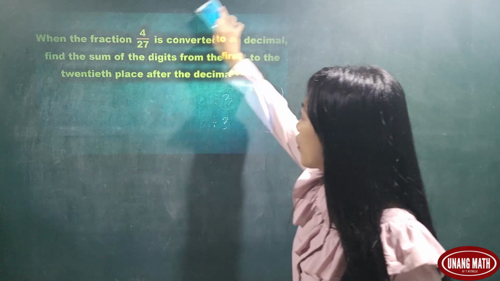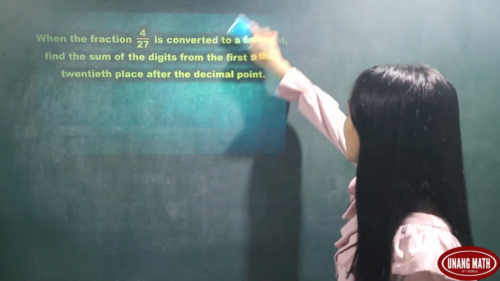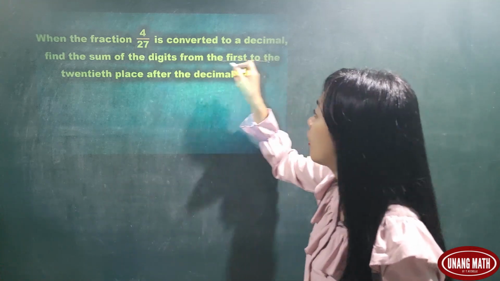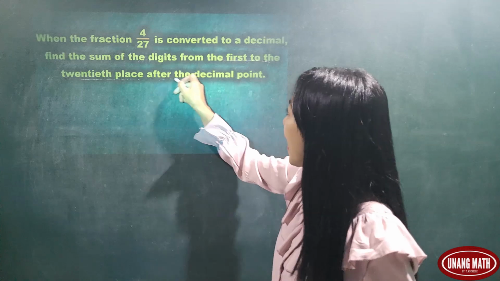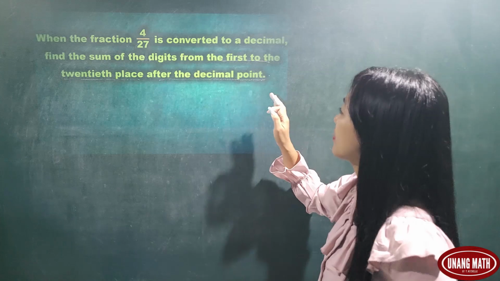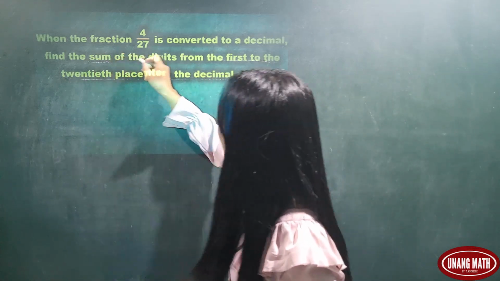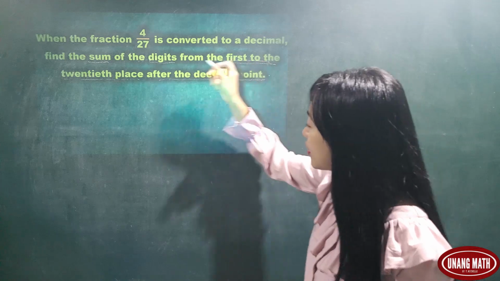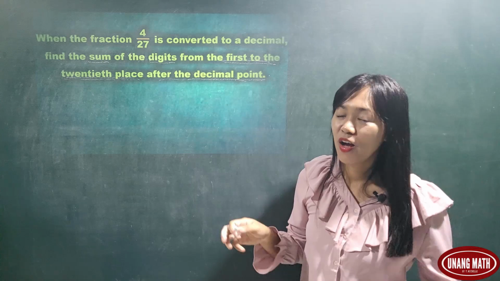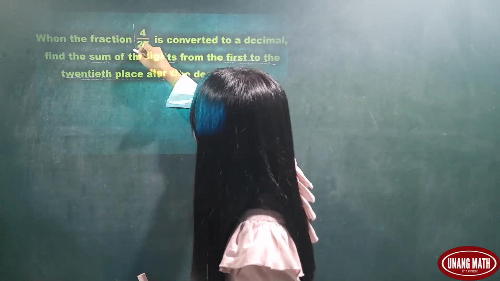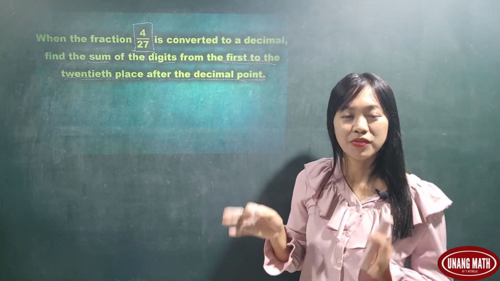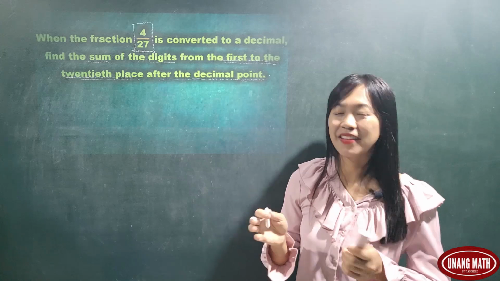When the fraction 4 over 27 is converted to a decimal, find the sum of the digits from the first to the 20th place after the decimal point. So this problem is asking us to find the sum of the digits from the first to the 20th place after the decimal point. So first thing we need to do, we have to convert this fraction 4 over 27 to a decimal number, specifically to a repeating decimal number.